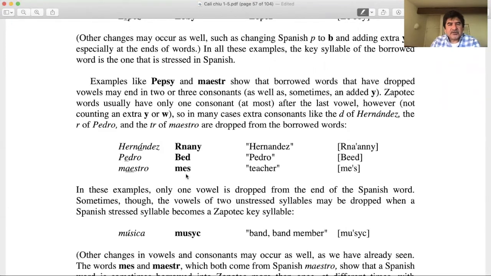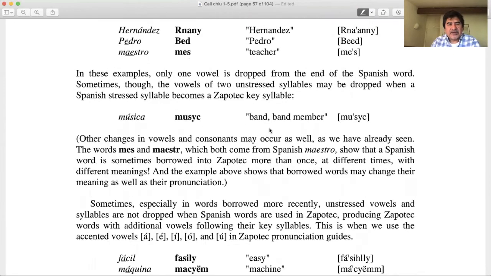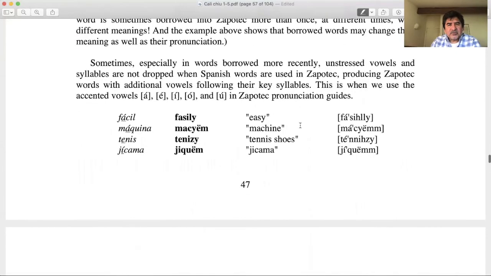And this is the word I mentioned a few seconds ago for the word for teacher, mess, mess. Okay, please keep referring to your pronunciation guide. Band or band member, muisk, muisk, muisk. We also use that for music, but in this case it's like band member, or even music. Okay, and we continue.